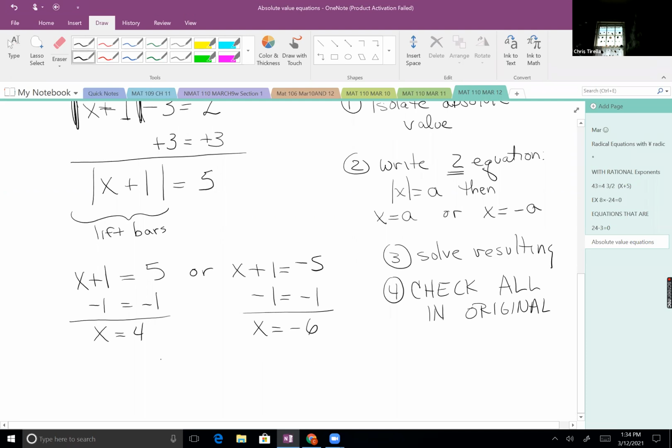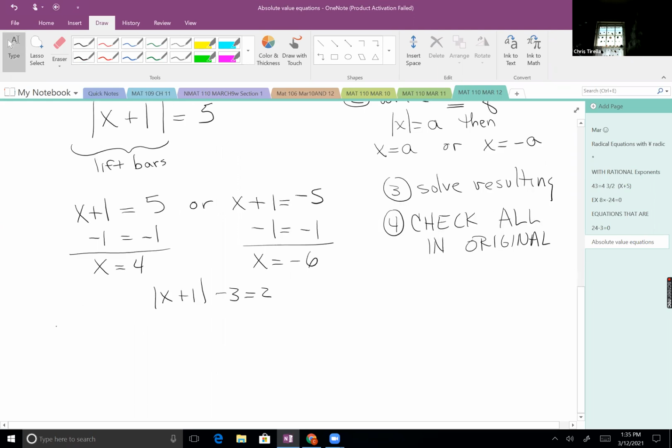So my equation was the absolute value of x plus 1 minus 3 equals 2. If x equals 4, I get the absolute value of 4 plus 1 minus 3. Does that equal 2? Well, 4 plus 1 is 5. The absolute value of 5 is 5. And 5 minus 3 is 2, so it checks.